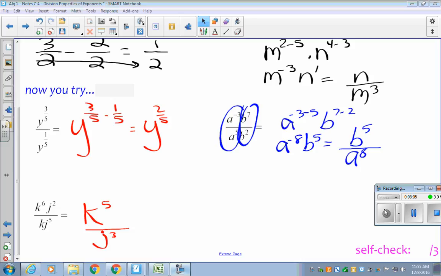The very last one is going to be 6 minus 1. So this is a scenario where they don't put the 1 down. And we have to know that it's k to the 6 minus 1. And we get j to the 2nd minus 5. 2 minus 5 is negative 3. So it goes down below to be a positive 3.